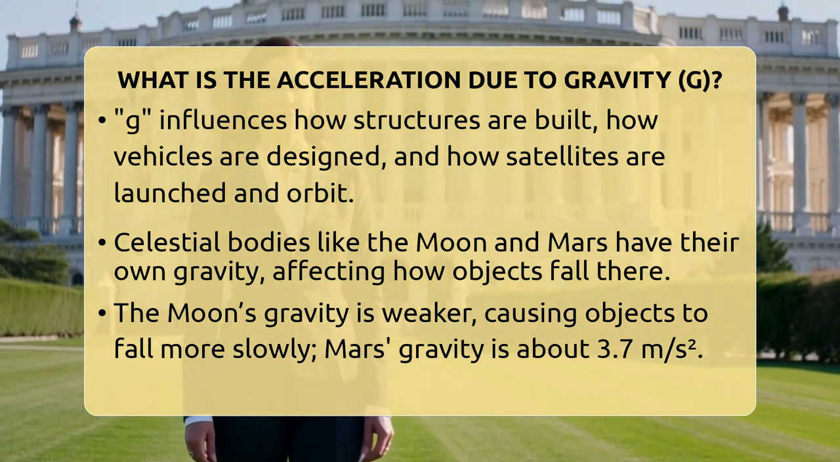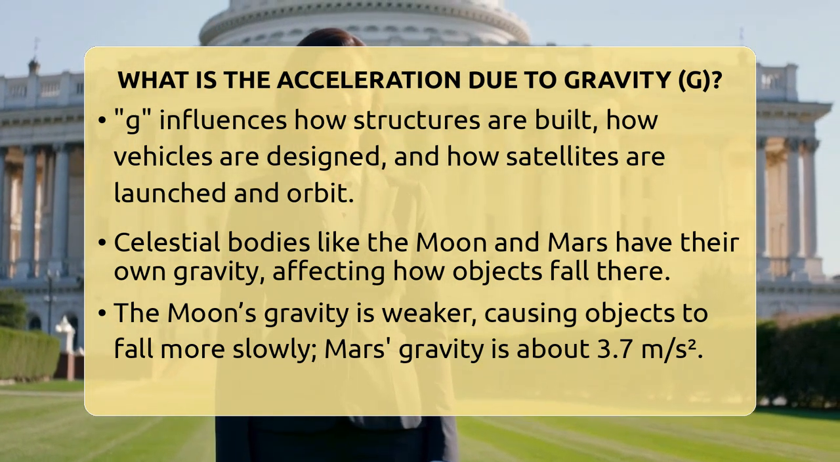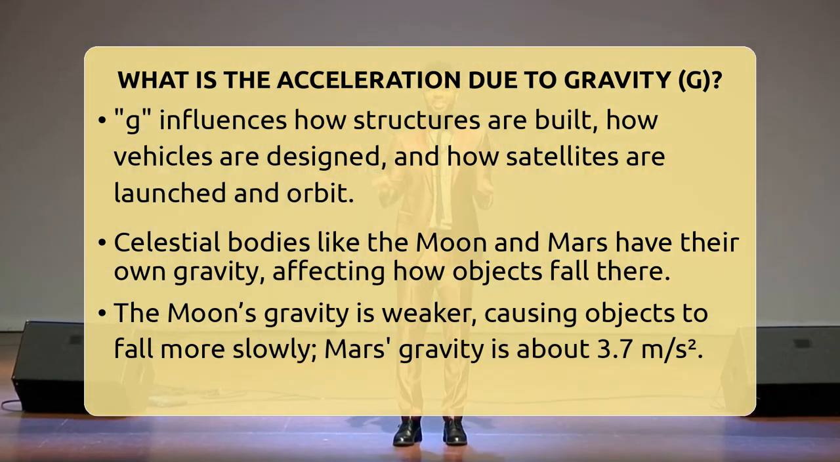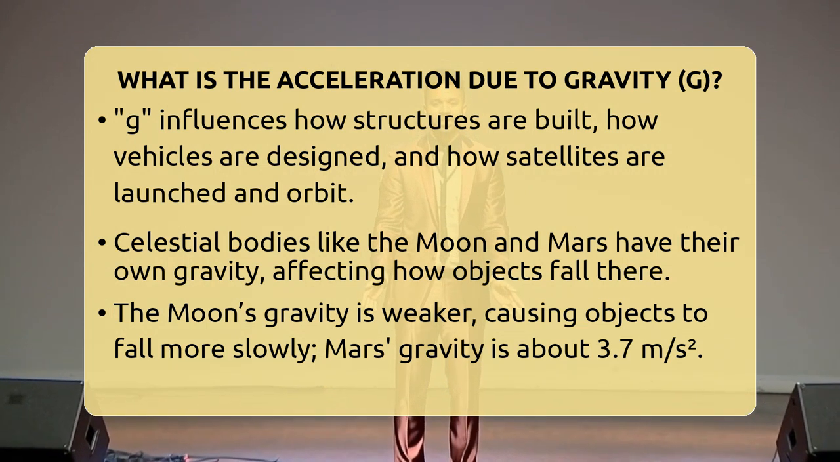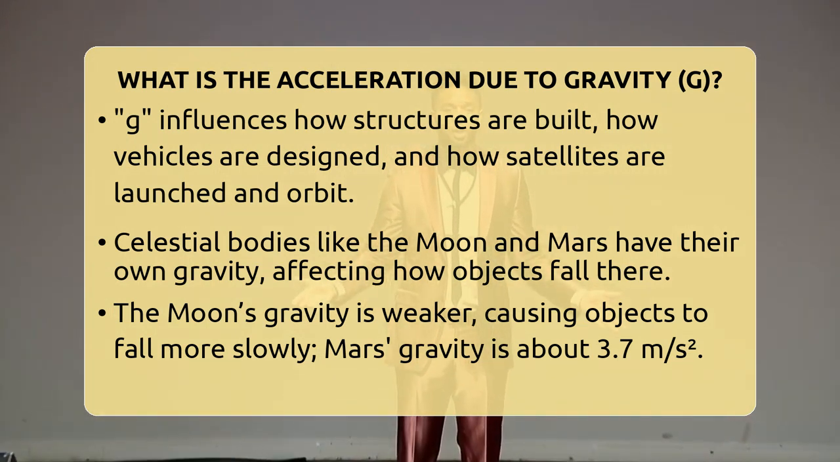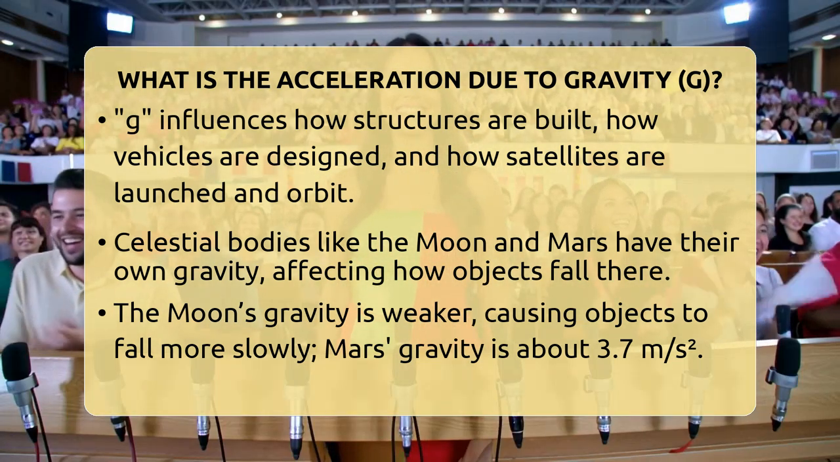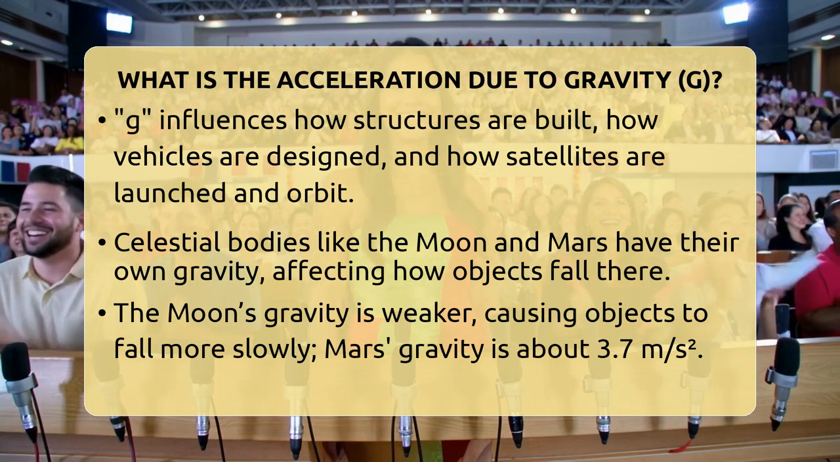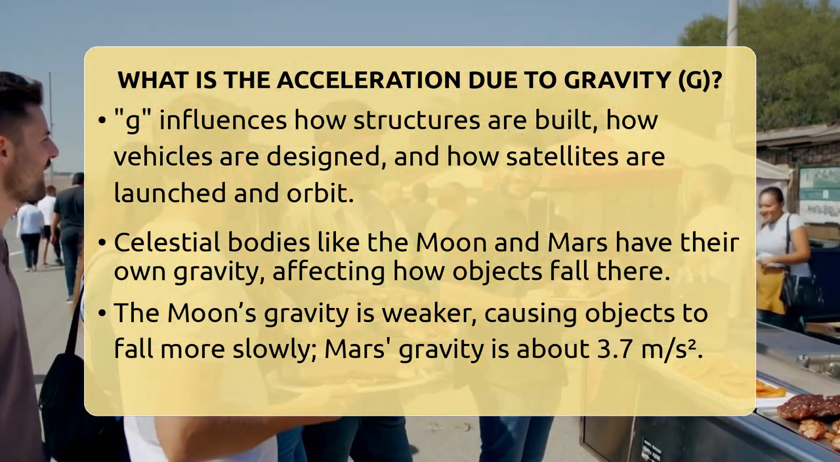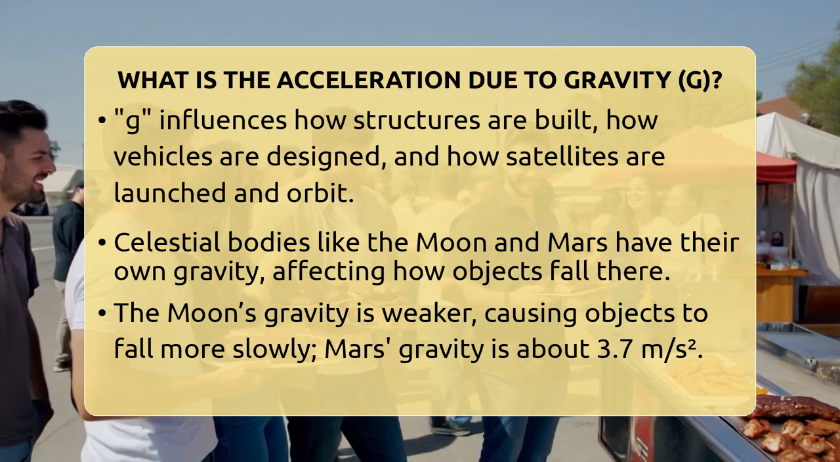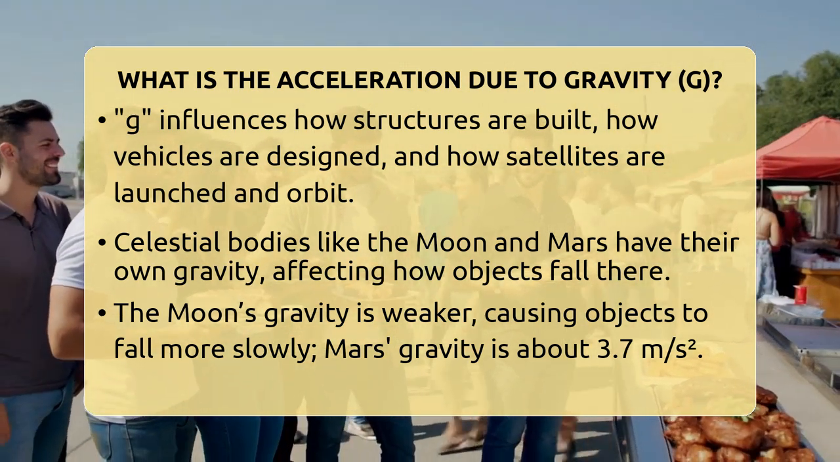Beyond Earth, every celestial body has its own gravity. The Moon's gravity is weaker, so objects fall more slowly there. On Mars, gravity is about 3.7 meters per second squared, less than half of Earth's. In the universe, gravity is a fundamental force that acts on everything with mass.